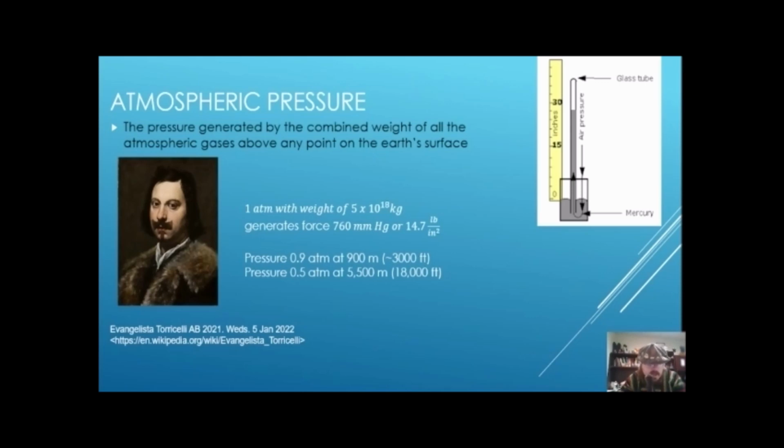So if you take all this air, air has a weight of about 5 times 10 to the 18th kilograms. All this is going to be used to generate 1 atmosphere of pressure, also known as 760 millimeters of mercury, or 14.7 pounds per square inch, also known as PSI. This would be the equivalent of diving under the ocean to a depth of 10.3 meters. So if you dive that deep, you're going to feel that much pressure on your body.